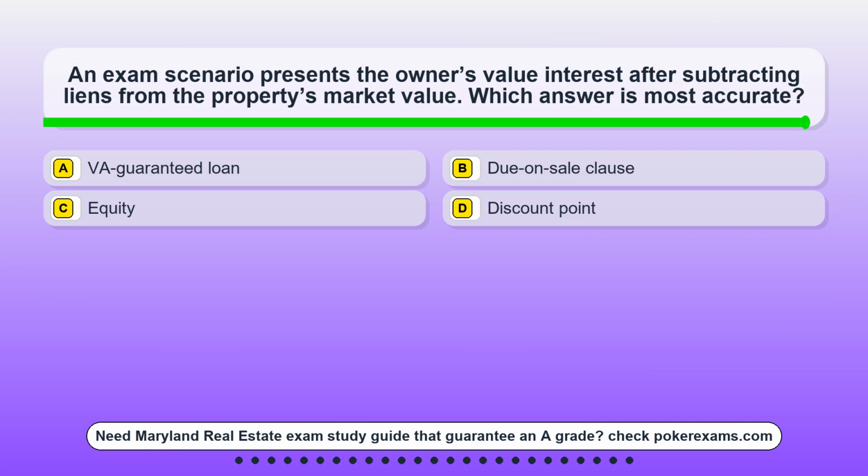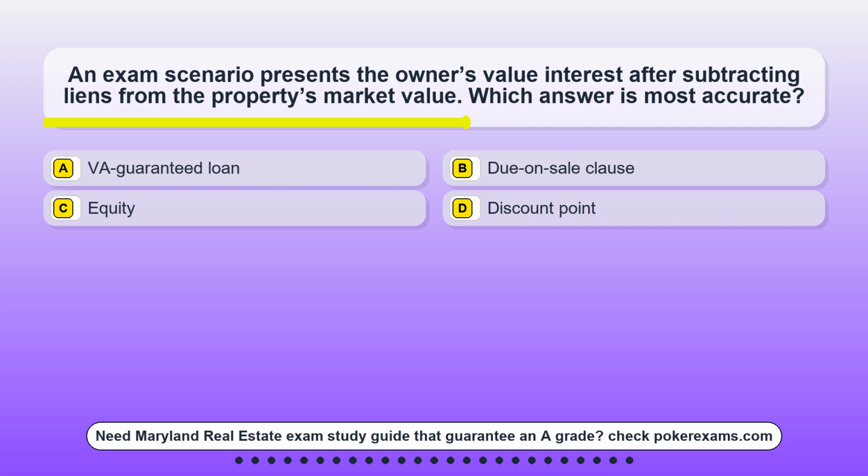Question 23. An exam scenario presents the owner's value interest after subtracting liens from the property's market value. Which answer is most accurate? Option A, VA-guaranteed loan. Option B, due-on-sale clause. Option C, equity. Option D, discount point.